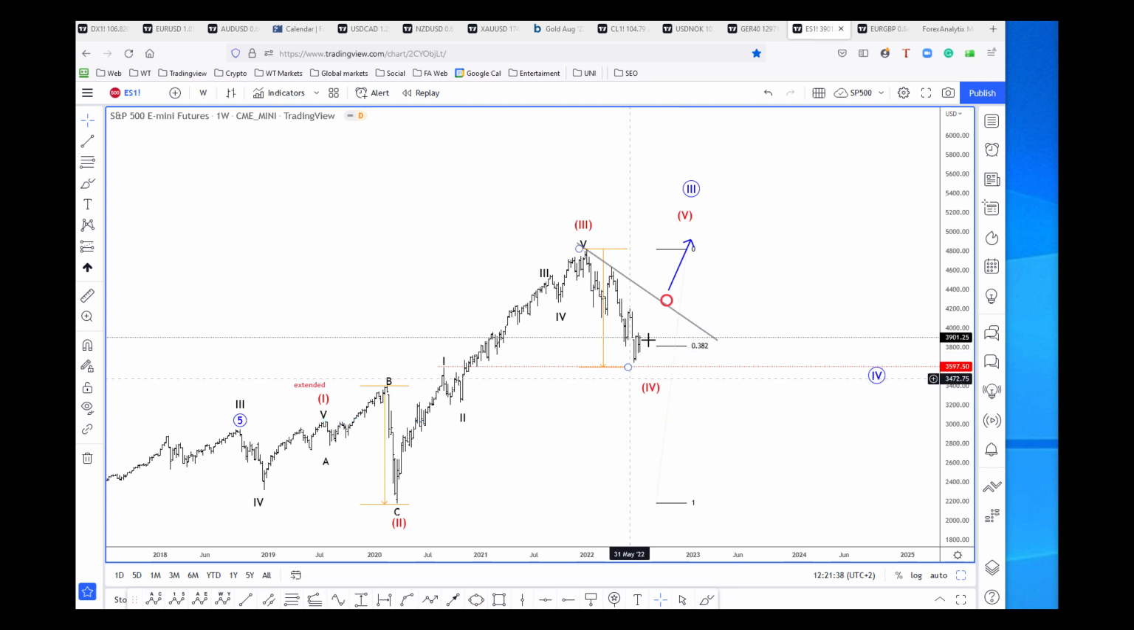However, again, of course, for a higher degree trend to change its cycle, we want to see some confirmation. And unfortunately, this one is still far away. Only a break above 4,200 could be a very big game changer here on the S&P 500.